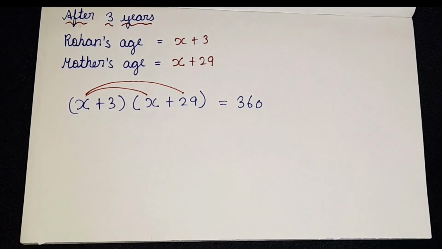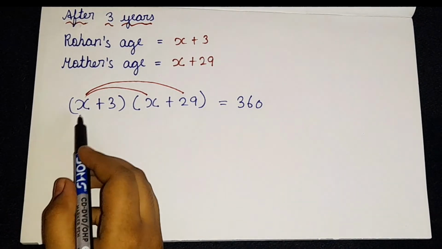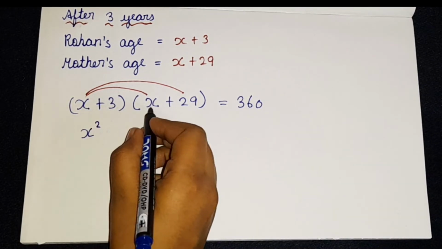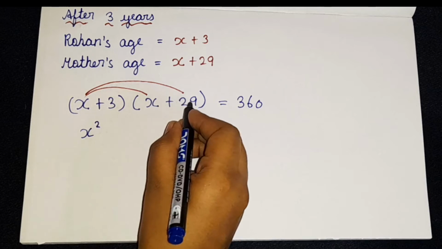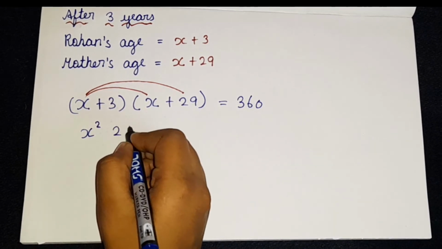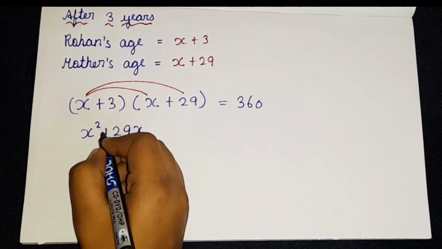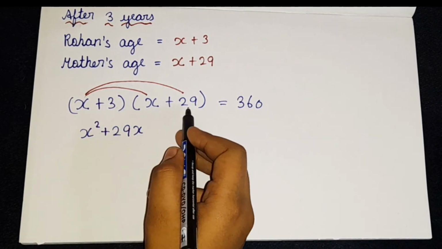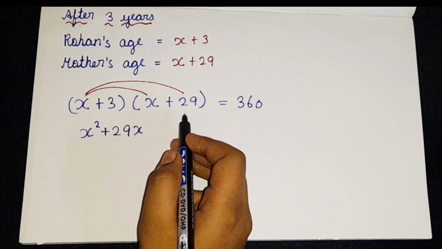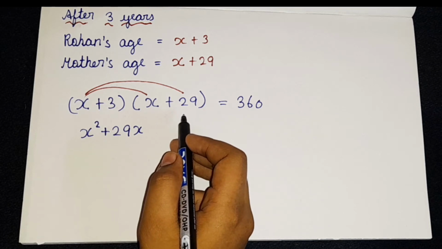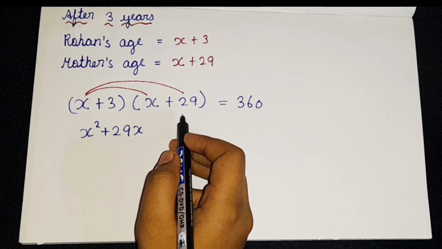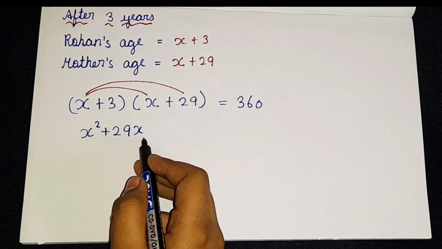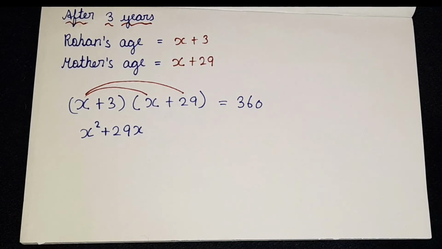First of all, let's multiply them. x into x is x square, and x into 29 is 29x. They are positive, because here x is positive and 29 is also plus. Plus into plus is plus. So we are supposed to multiply the signs as well. Remember that. Now we got x square plus 29x. So now we are going to be multiplying 3.